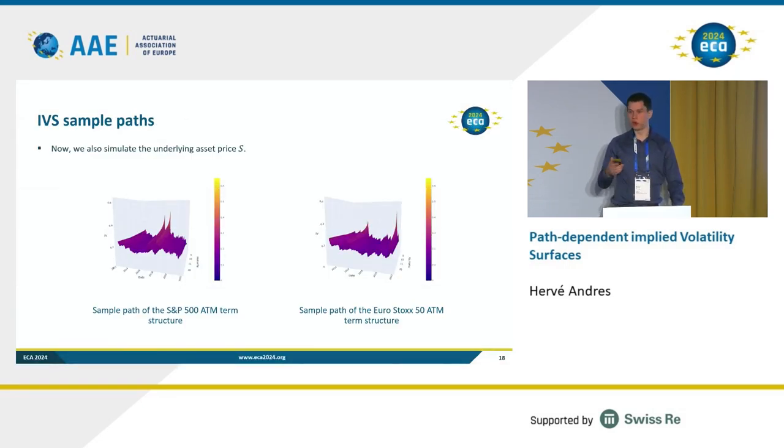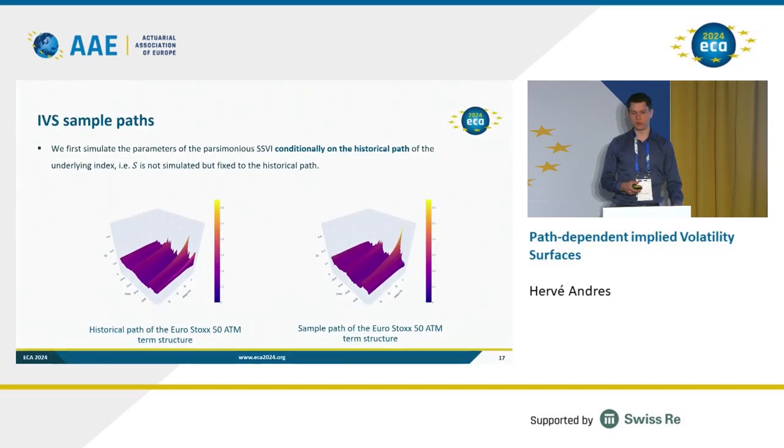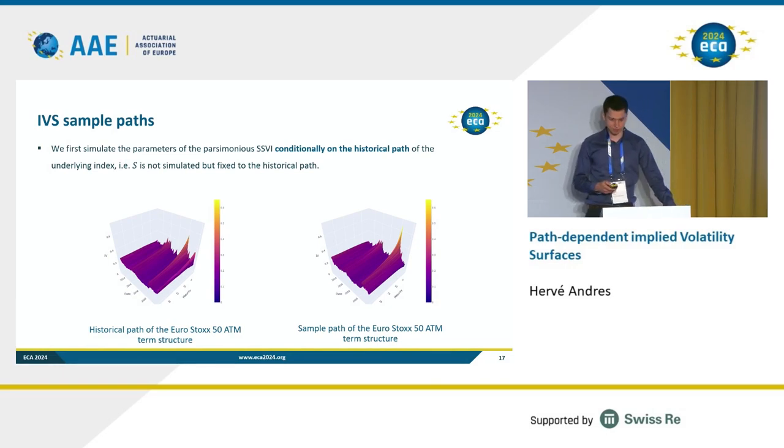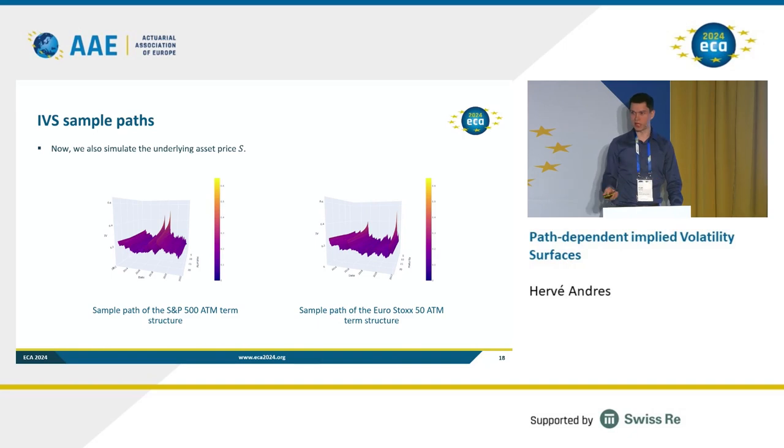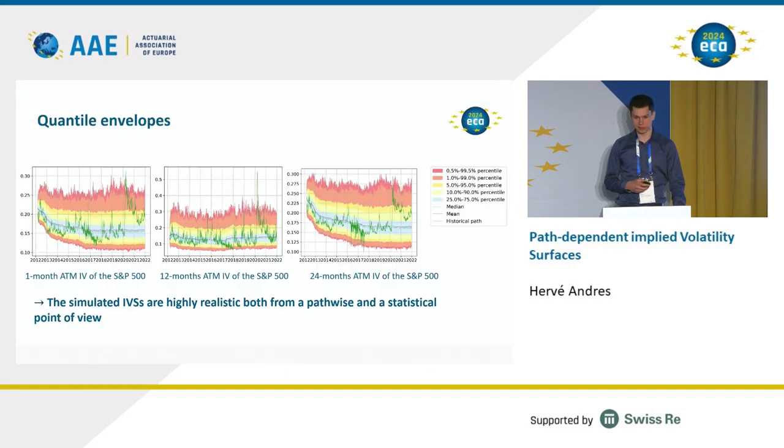And now if we also simulate, because this was a bit easy, let's say, because the underlying asset price is not simulated, we take really the evolution here of the Euro Stoxx 50. Now, if we simulate everything, we still have these spikes, which is really the important feature. And in terms of level, it's quite consistent with historical data.